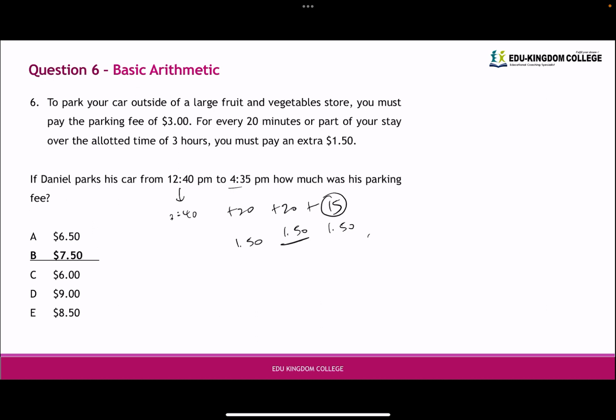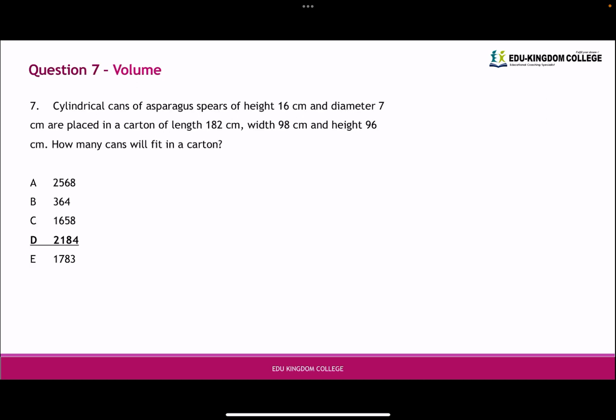So even though he only stayed for 15 minutes extra at the end, he needed to pay that $1.50. Altogether, this is $4.50, and then his $3 at the start means he paid $7.50.